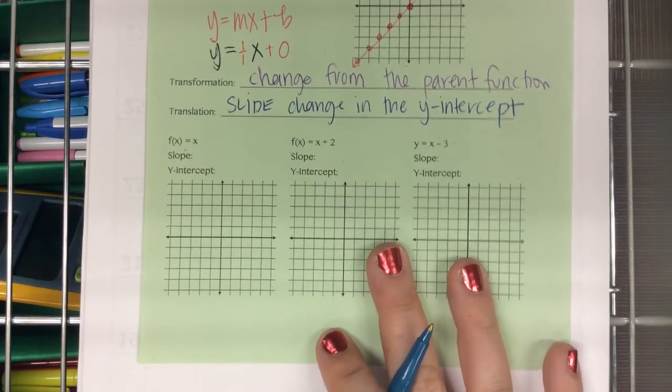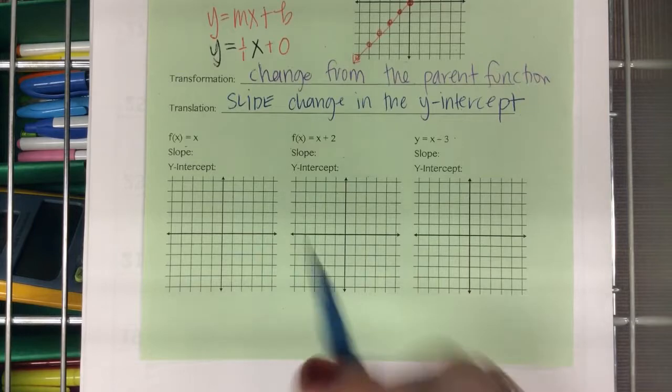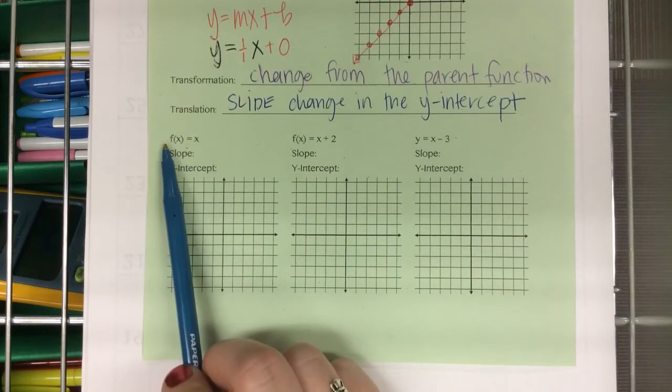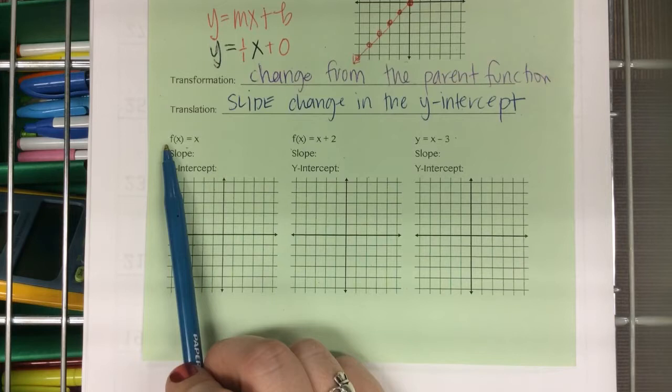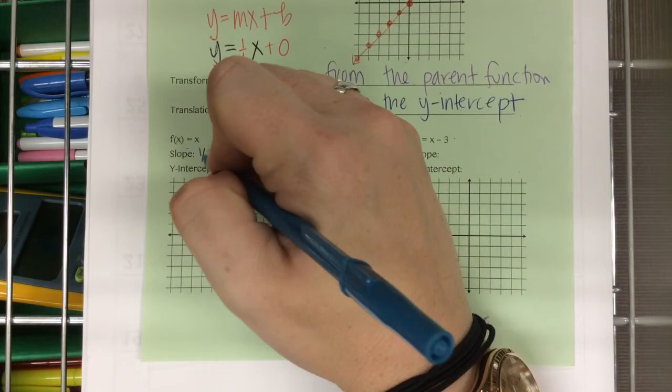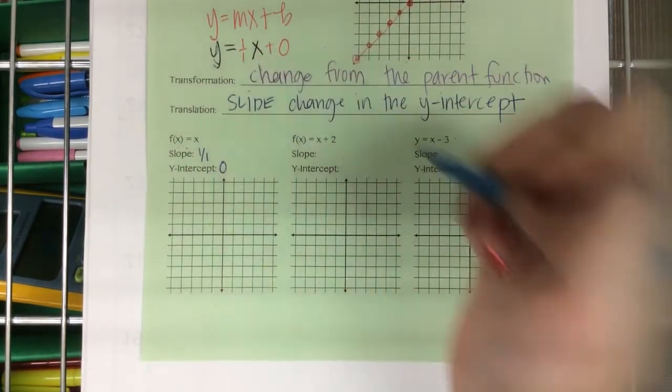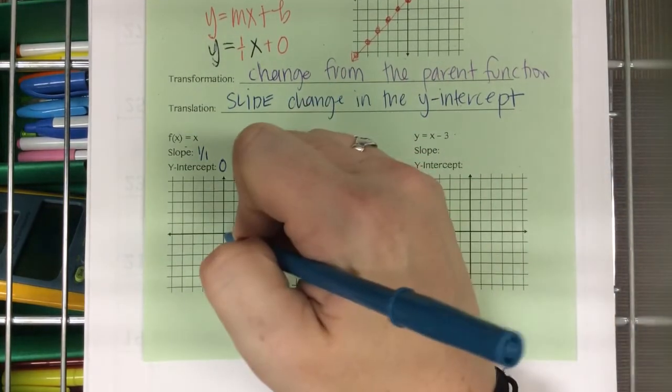So let's practice our translation skills. If I look down here, I have f of x equals x. Is that the parent function? Didn't I say the parent function was y equals x? F of x is the same thing as y. Don't forget that. F of x is the same thing as y. So what's the slope in this function? 1 over 1. And what's the y-intercept? 0. This is the parent function. Can you graph the parent function? Do it.